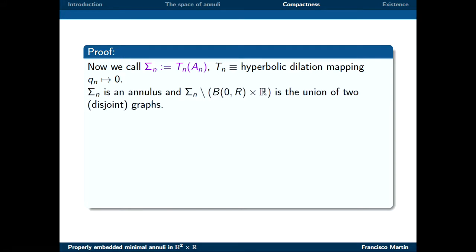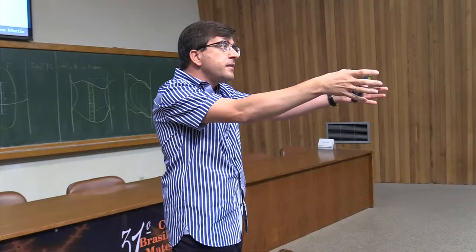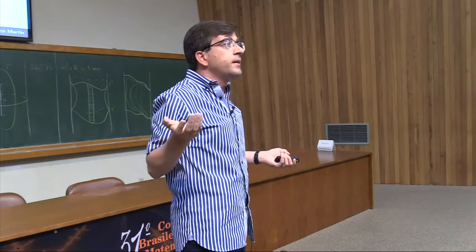And then, if you call sigma n this translation, what happens is that if you apply sigma n, you are taking this neck, which is escaping to infinity, and you translate it to the origin. So this new sequence is in the condition of case 1, because you are taking this cylinder and translating it to the origin. And then you apply case 1 and you get a limit.